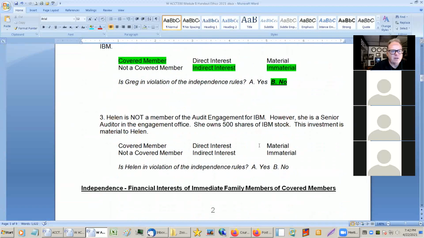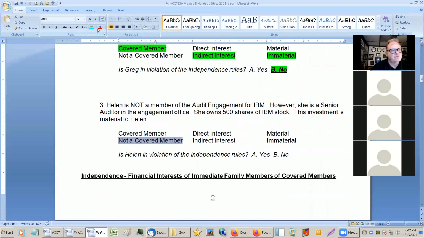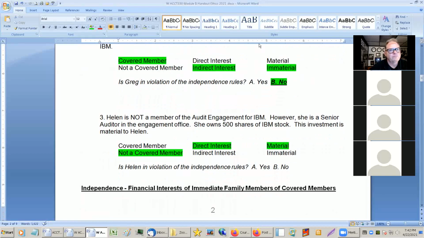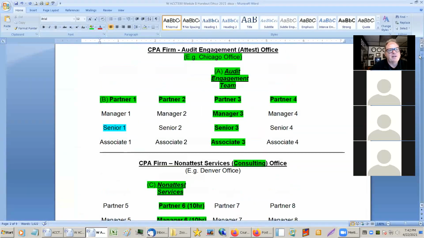So coming back here, she's not a covered member. The interest is direct or indirect? Direct. And it's material. Is she in violation? Actually, no. Not a covered member. You can own 500 shares. So you can still have an interest in the company and be independent? Yes, because she's not on the audit and she's not a partner.